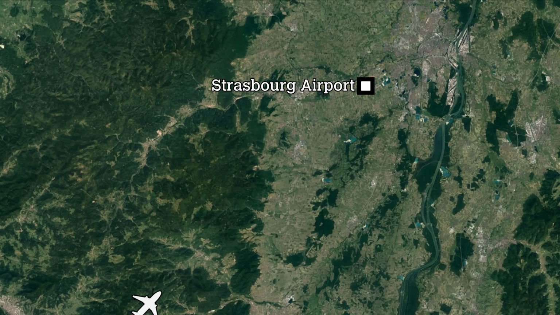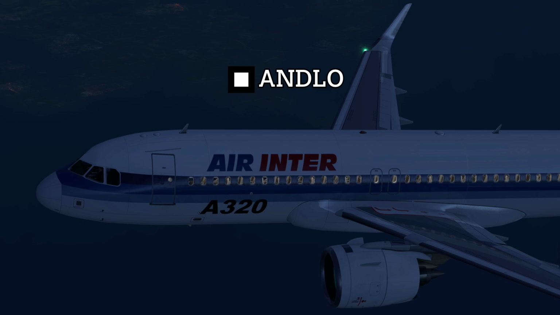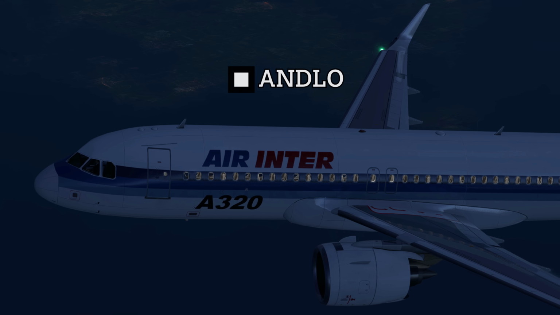At just after 7 p.m., the pilots were in communication with the Strasbourg approach controller, who cleared Flight 148 to fly directly to a key waypoint known as Andelot. Andelot is an arbitrary waypoint that is roughly 13 miles from the airport on the extended runway center line. Andelot is part of the VOR procedure for runway 05.